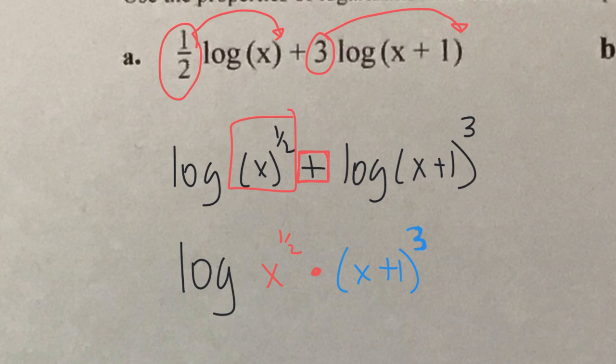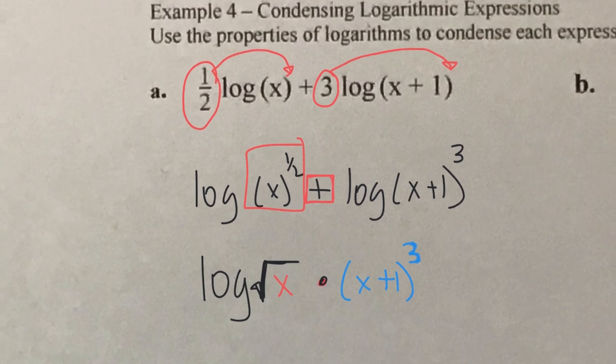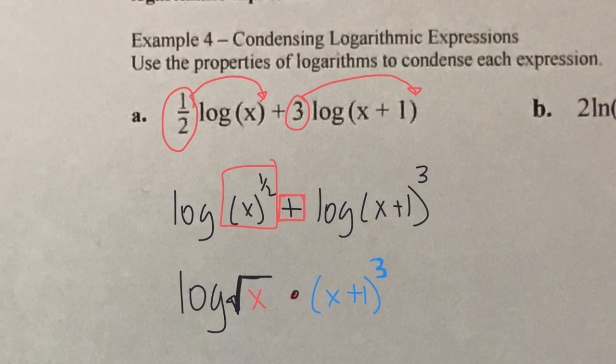Okay? So the last thing we would do is not leave this 1/2 power. We would instead write the 1/2 power as a square root. So the log of root x times x plus 1 cubed, right, which doesn't look very pretty, but that is it condensed. So when you're condensing, we should only have one word log and then a bunch of other stuff going on.